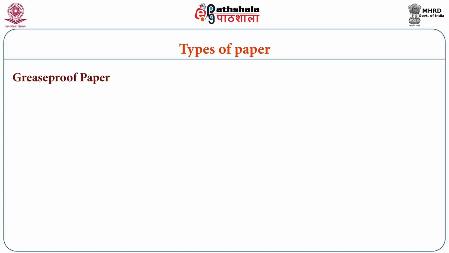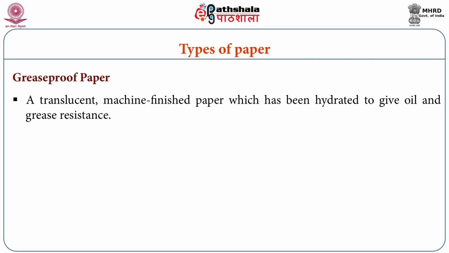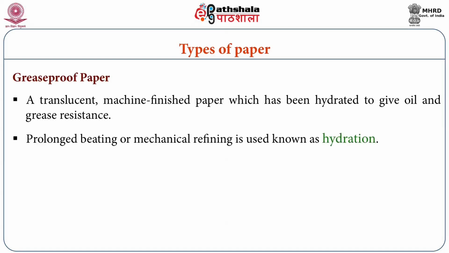Next is a grease proof paper. This is translucent machine finished paper which has been hydrated to give oil and grease resistance. Prolonged beating or mechanical refining is used to fibrillate and break the cellulose fibers which absorb so much water that they become superficially gelatinized and sticky. This physical phenomenon is called hydration and results in consolidation of the web in the paper machine with many of the interstitial spaces filled in.